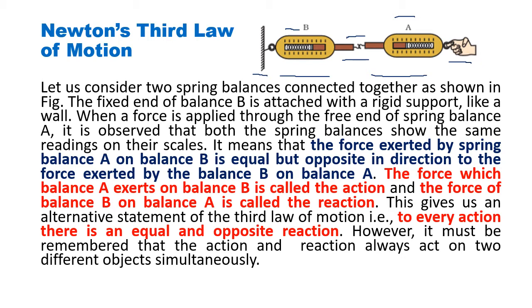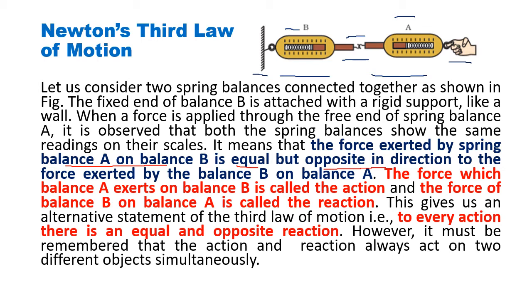Okay, so on the free end of A, when you apply the force, what will you see? The force exerted by spring balance A on balance B is equal but opposite in direction. What does it mean? A is pulling B towards the right and B is pulling A towards the left. So the force is equal, that we know because the reading is the same, but the direction is opposite.